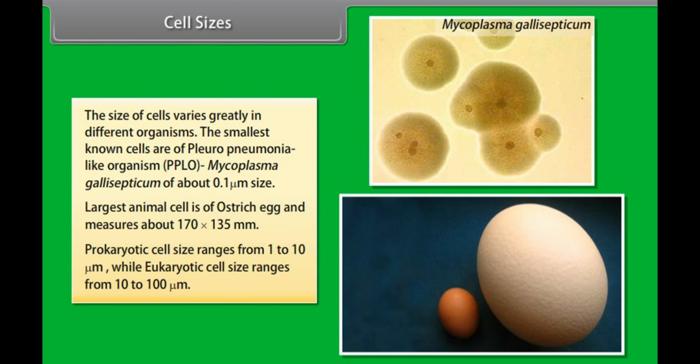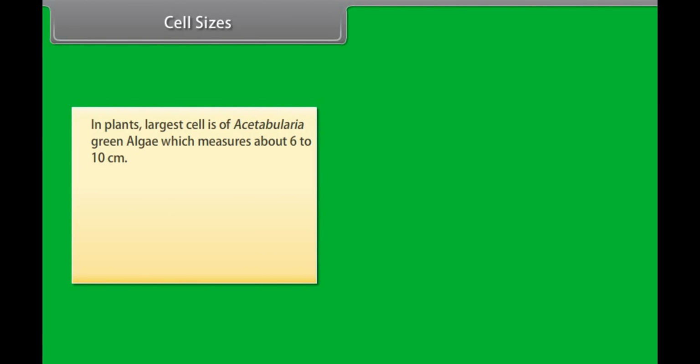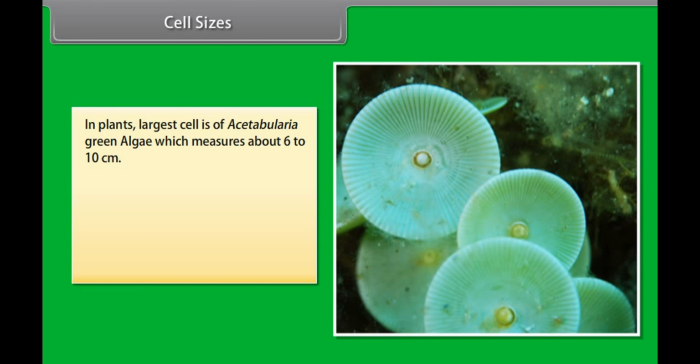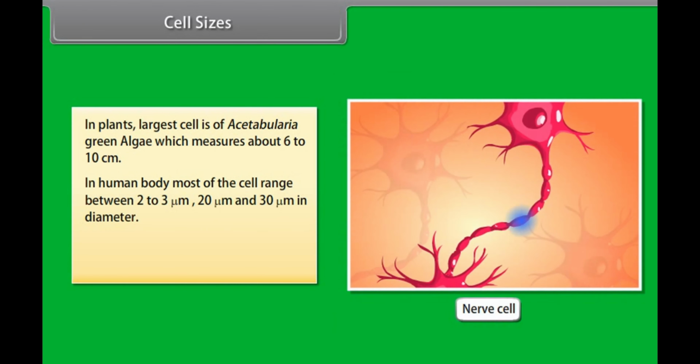Prokaryotic cell size ranges from 1 to 10 micrometer, while eukaryotic cell size ranges from 10 to 100 micrometer. In plants, the largest cell is of Acetabularia, a green alga, which measures about 6 to 10 centimeter. In the human body, most of the cells range between 2 to 3 micrometer, 20 micrometer and 30 micrometer in diameter. The nerve cell is the longest cell in the human body, about 3 feet long.